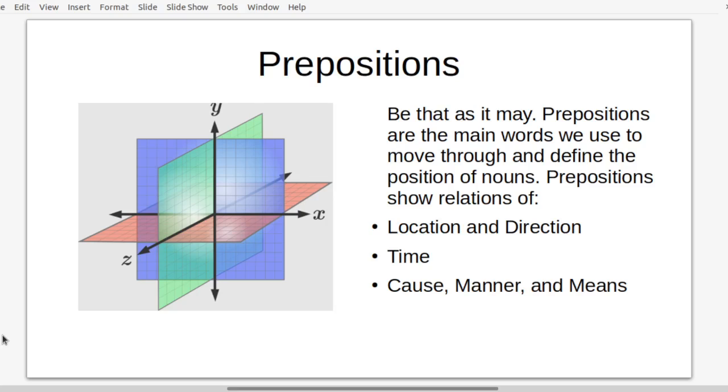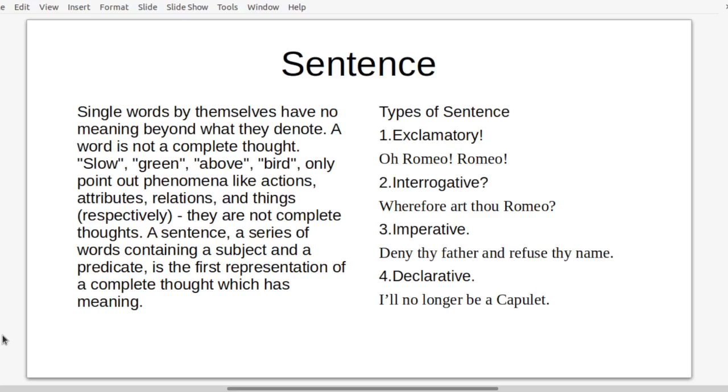So prepositions are another way of navigating. This is more the relations component. "Be that as it may" is literally a sentence that does work, but it's completely formed of prepositions. So prepositions are the main words we use to move through and define the position of nouns. Prepositions show relations of location and direction, time, and then we also have cause, manner, and means. So prepositions are very useful, like the Swiss Army knife of language.